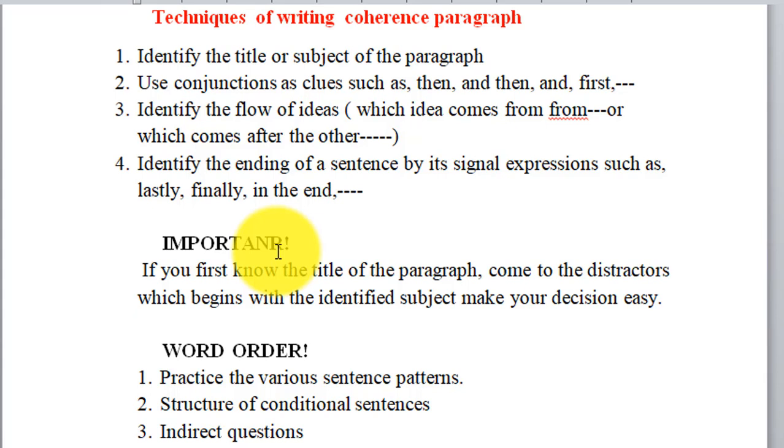But it is very easy, very common. It doesn't take more than a few seconds to answer a question. So let's do the questions, please.